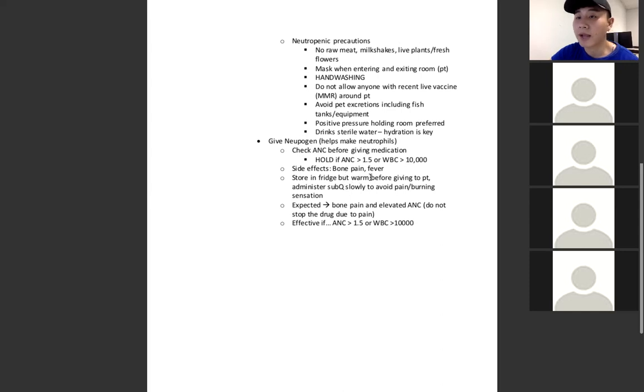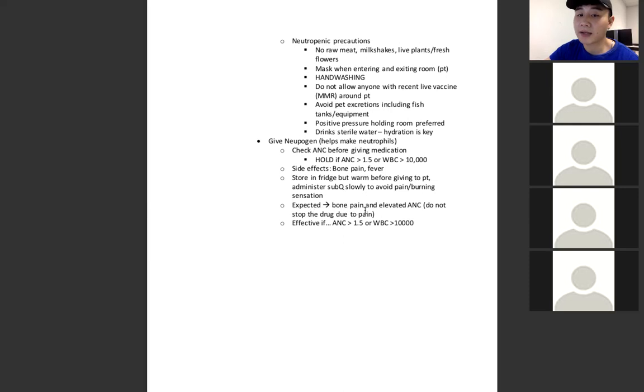The reason why bone pain is because especially the sternum area and the iliac crest area, where the bone marrow is stimulating and producing the white blood count. So it's normal, but fever is also a normal sign. Store in fridge but warm before giving to patient. Administer sub-Q slowly to avoid pain and burning sensation.